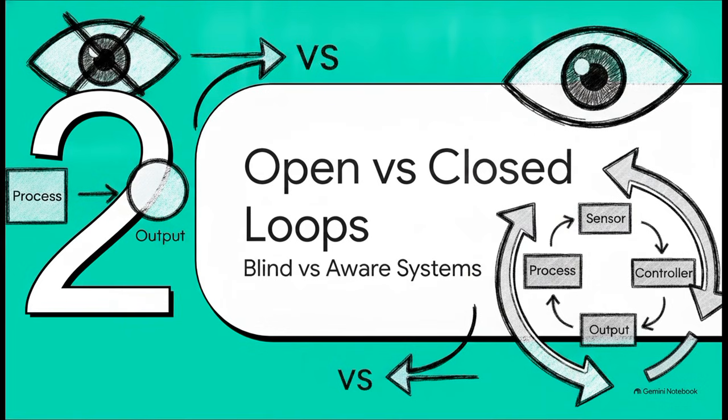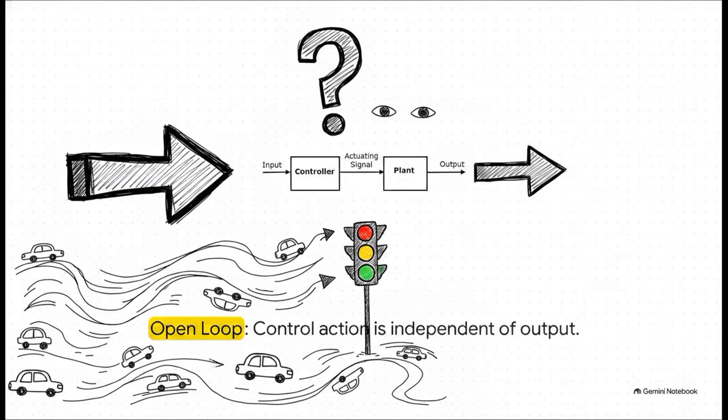Section 2, open versus closed loops. Think about an open loop system. The output is never fed back to the input, making it completely independent of whatever result you actually want. You've got an input going to a controller, which sends an actuating signal to a plant, and out comes the result. But the system itself is essentially blind.